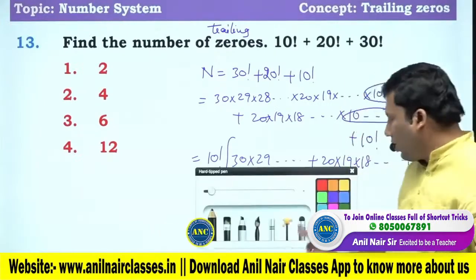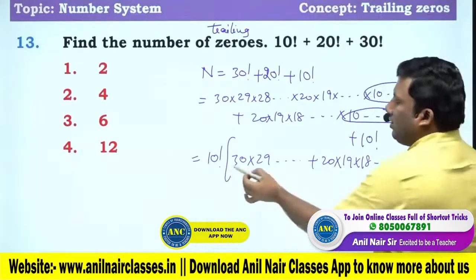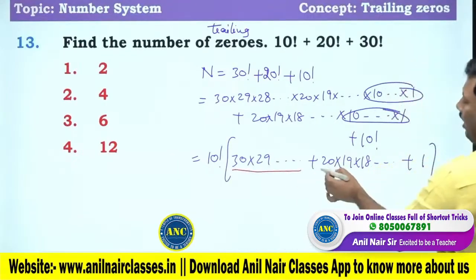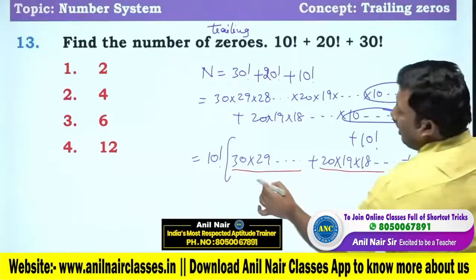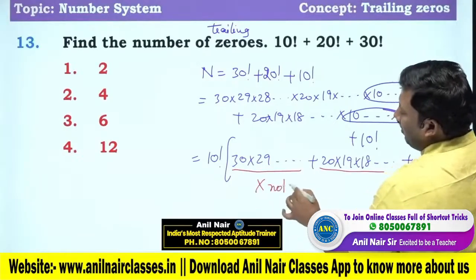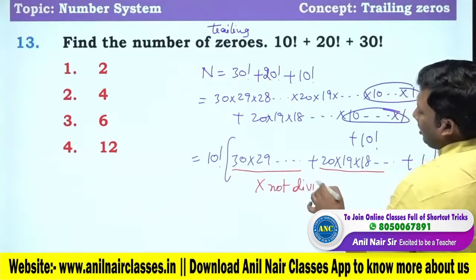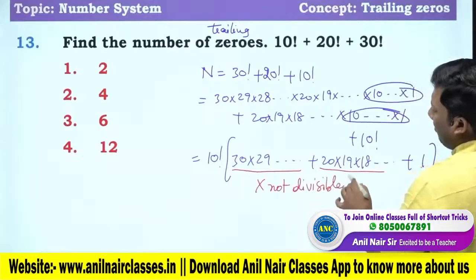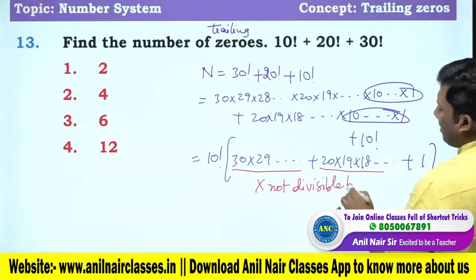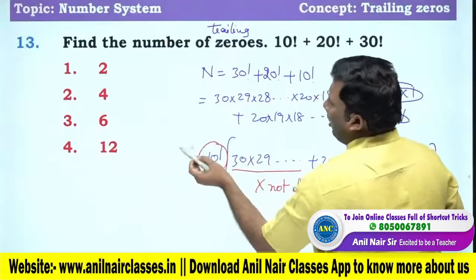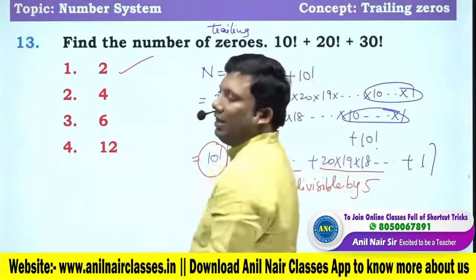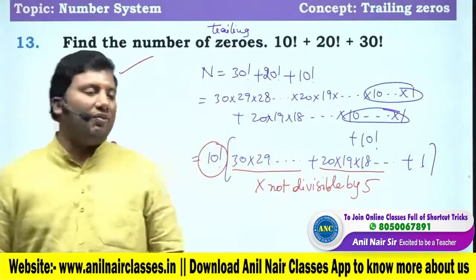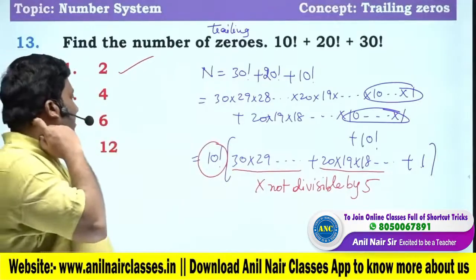Already we did this model in our class. This is a multiple of 5, this is a multiple of 5, plus 1. The number inside is not divisible by 5. So for 10 factorial, it will be the highest power of 5. So the answer will be 2.